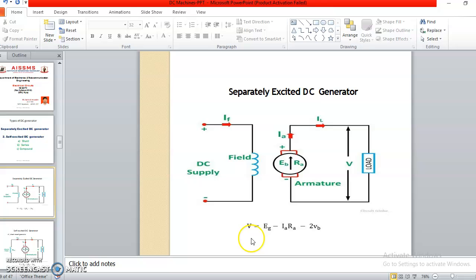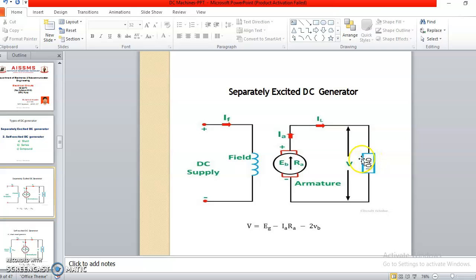Here I would like to mention what is meant by V. V is nothing but the terminal voltage or the load voltage, or voltage across the load. EG is the voltage generated by that generator. IA into RA is also called the armature loss, where P is equal to I square R, or V is equal to IR. It is a voltage drop over here. So in short we can say that the generator has to generate that much voltage which should overcome the armature losses plus brush losses, and also provide the terminal voltage.